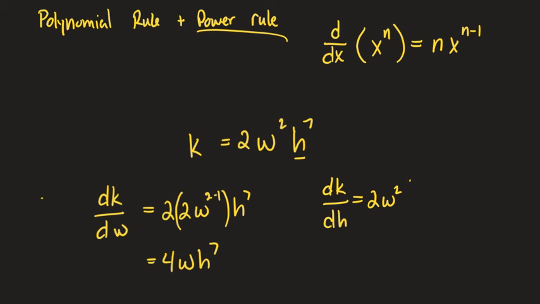We have to employ our method against h. So open parenthesis, bring down the 7, multiply it out front, and then take my h and subtract 1 from the exponent. h to the 7 minus 1. Now we're going to clean it up. So 7 times 2 is 14, w squared, h to the 6th power. That is the derivative of k with respect to h.